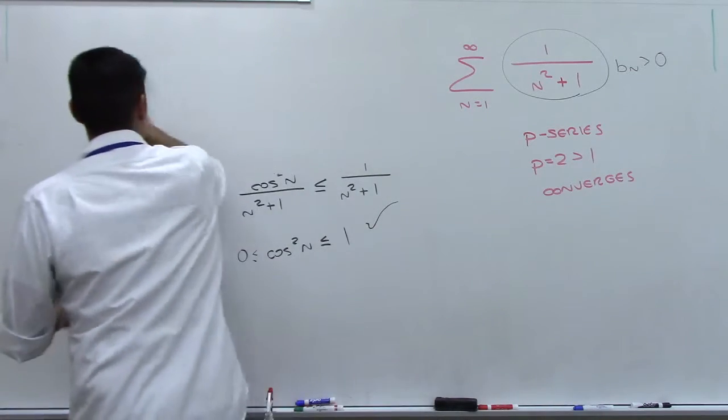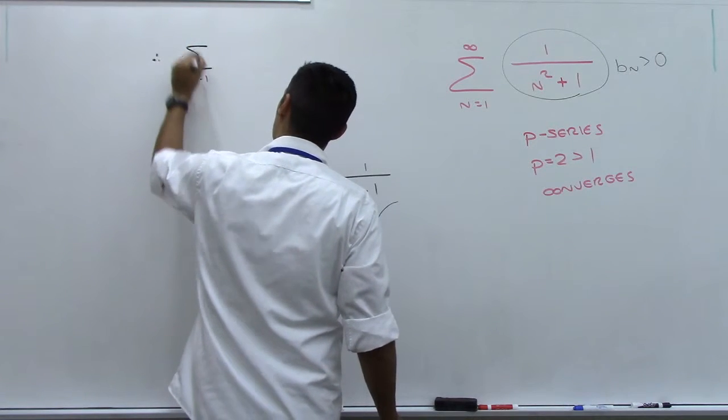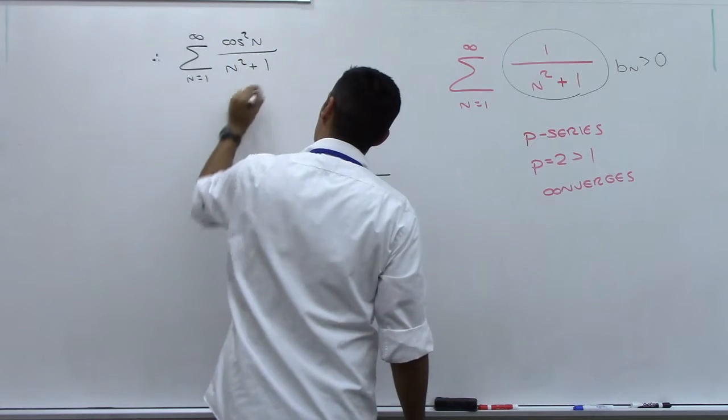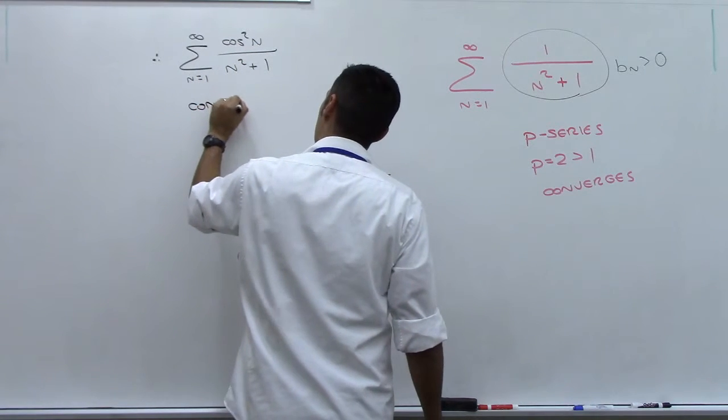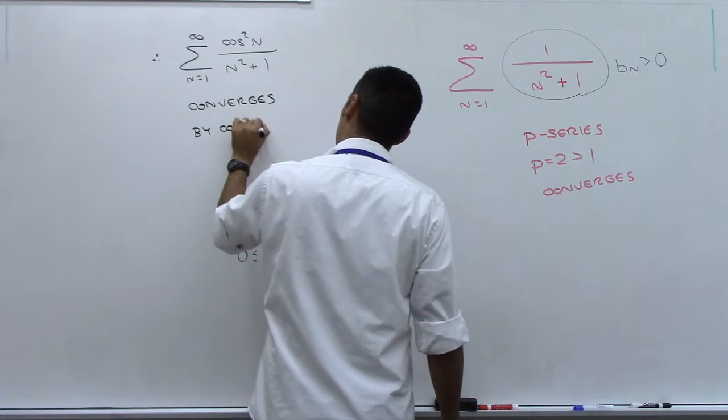Therefore, the series from n equals 1 to infinity of cosine squared n over n squared plus 1 converges by comparison test.